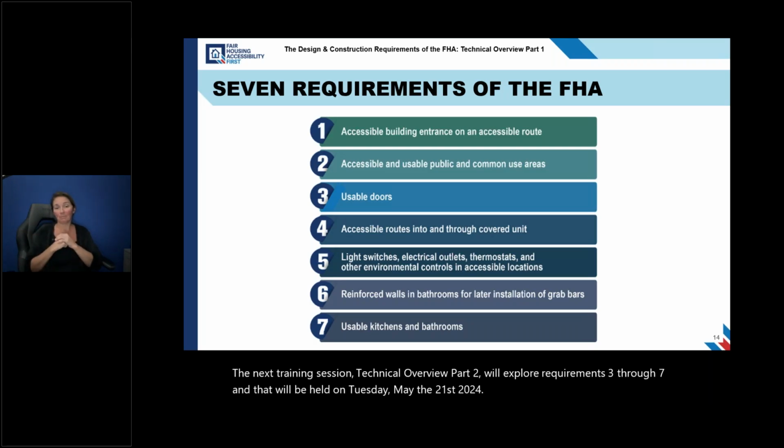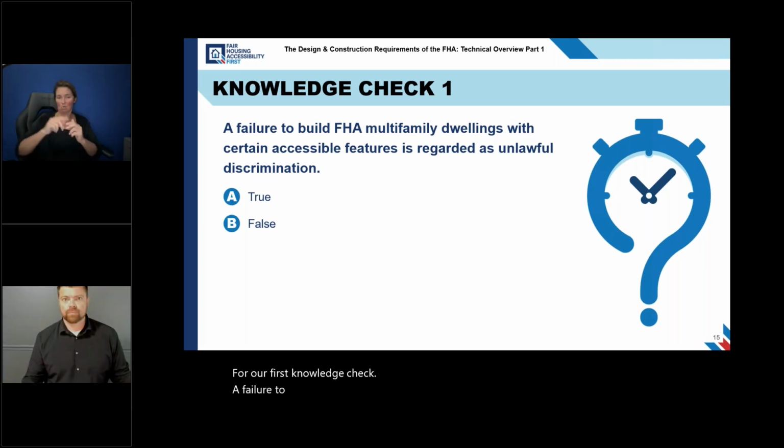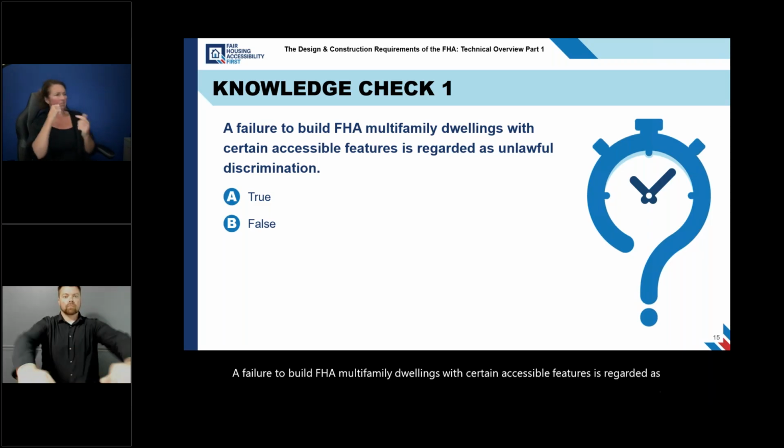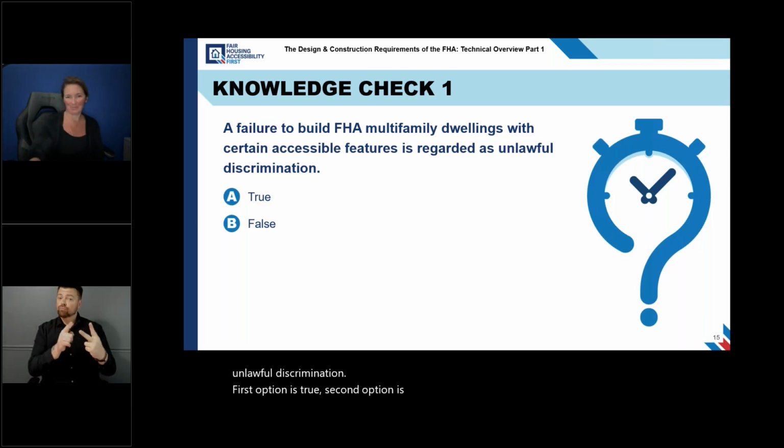Well, with that, Michael, we are at Knowledge Check 1, so I'm going to send it over to you. Thank you, Crystal. For our first knowledge check, a failure to build FHA multifamily dwellings with certain accessible features is regarded as unlawful discrimination. First option is true, second option is false. So go ahead and launch this poll.